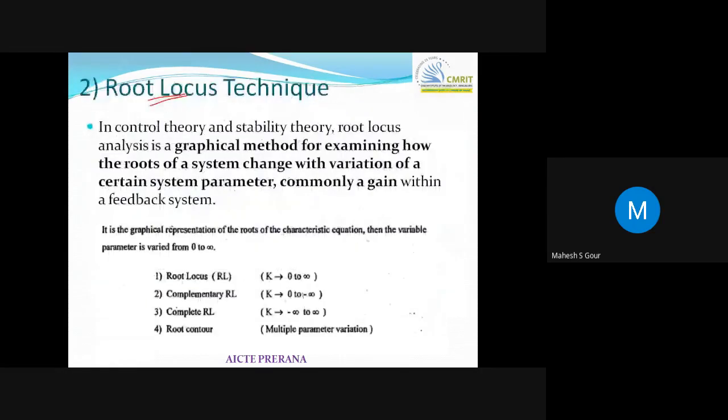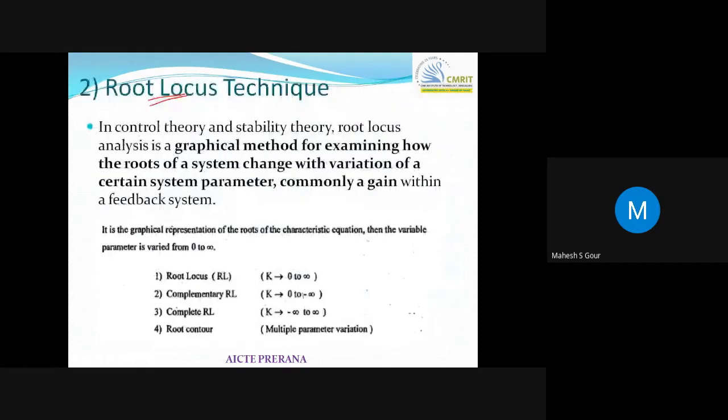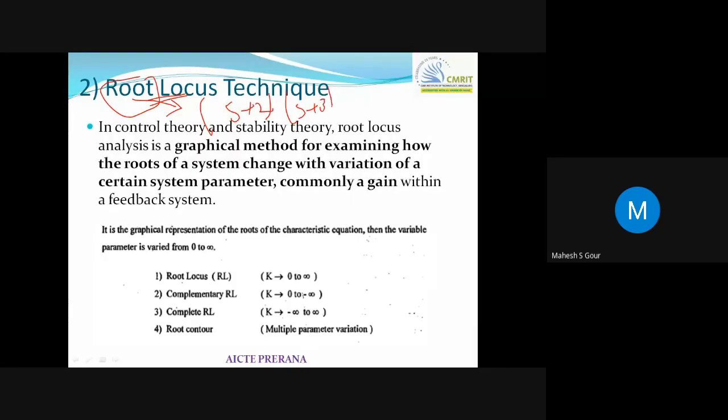See here in the root locus, what is meant by root? Suppose I say 1 divided by s plus 1 into s plus 3. The roots of this are s equal to minus 1 and s equal to minus 3. So that is the root. What do you mean by locus? Locus means path.